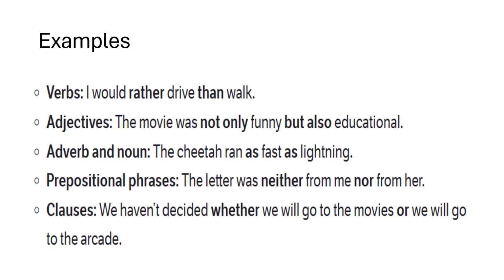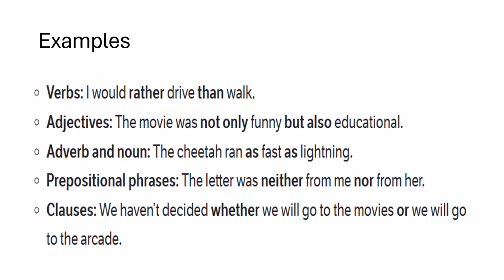Then the adverb and noun: the cheetah ran as fast as lightning. So the cheetah was running, and then as lightning. So you see the correlation is between the running, that is the speed of the running, and the way it is actually presented. Then prepositional phrases: the letter was neither from me nor from her. So here, neither nor, from me, from her. That's what you have, the correlation between phrases.